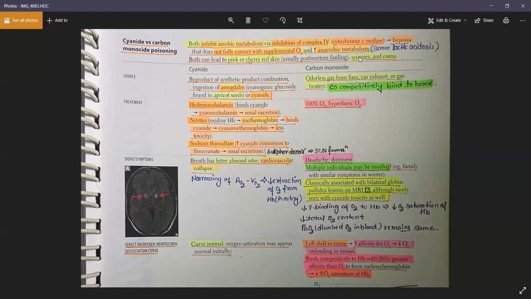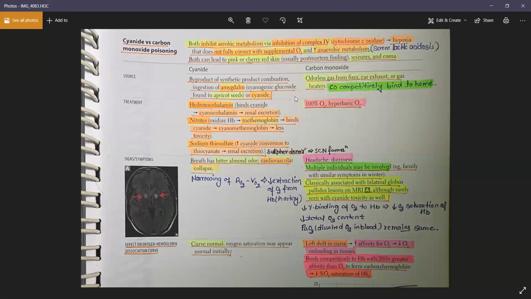The important thing is that carbon monoxide will competitively bind to the heme. So the most important treatment you can give to the patient is 100% oxygen or hyperbaric oxygen.